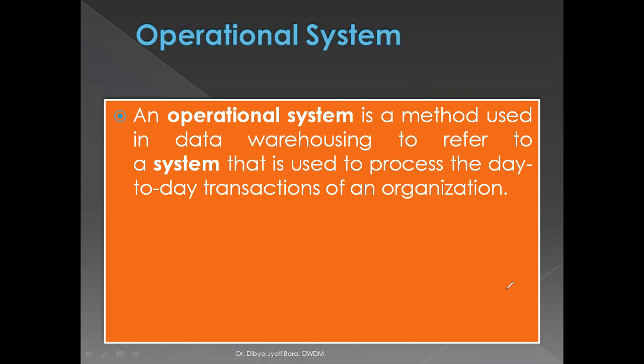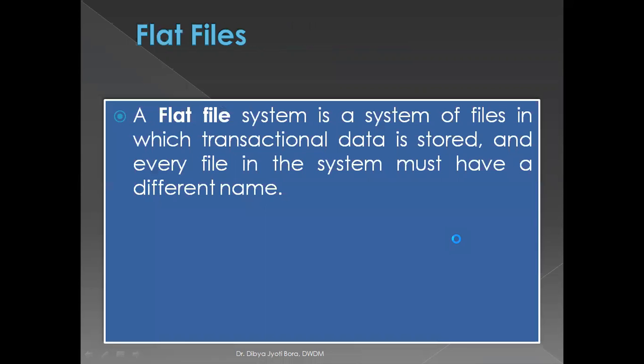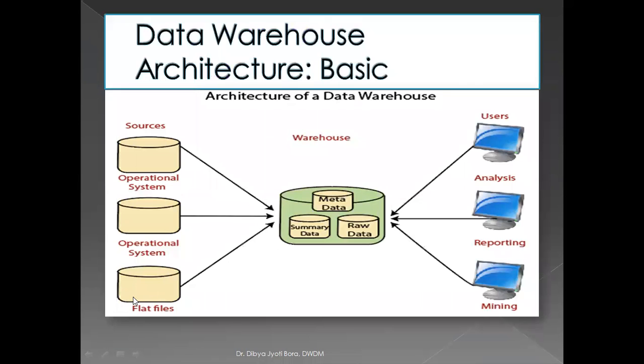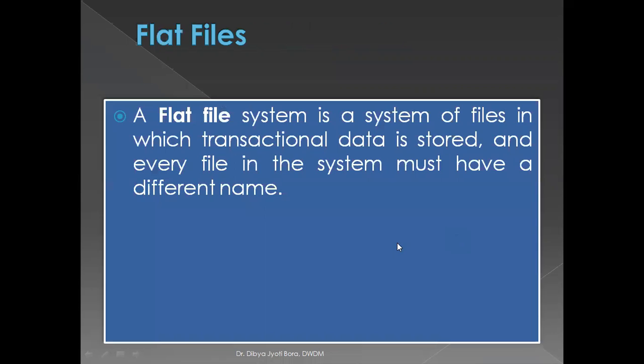Now next thing is, रुको, डायग्राम देखना, फिगर देखना, इसमें था फ्लैट फाइल्स। Now, flat file क्या है? A flat file system is a system of files in which transactional data is stored and every file in the system must have a different name. ठीक है, फ्लैट फाइल कोई भी फाइल हो सकता है आपका, बट इसमें आपने ऑब्वियसली ट्रांजैक्शनल डेटा को रखा है, but one thing, that it should have a different name.